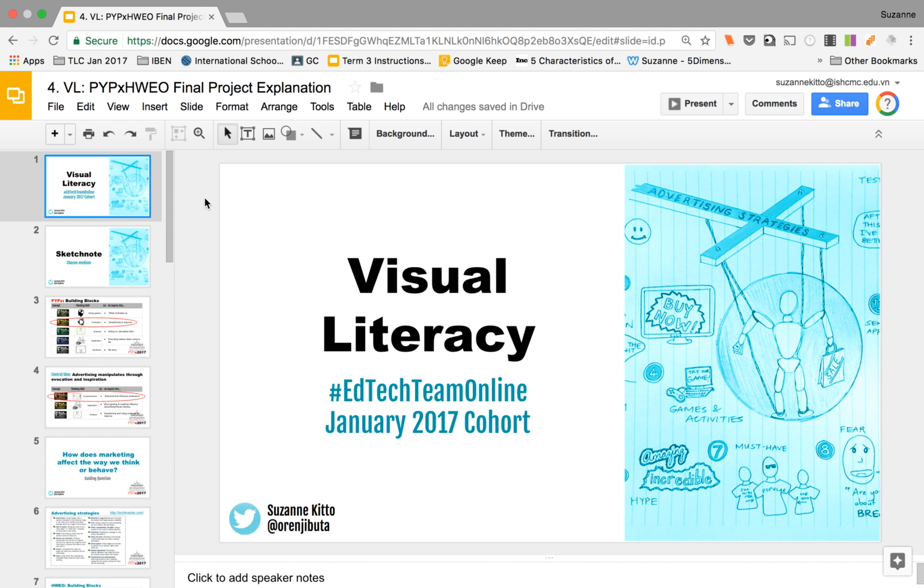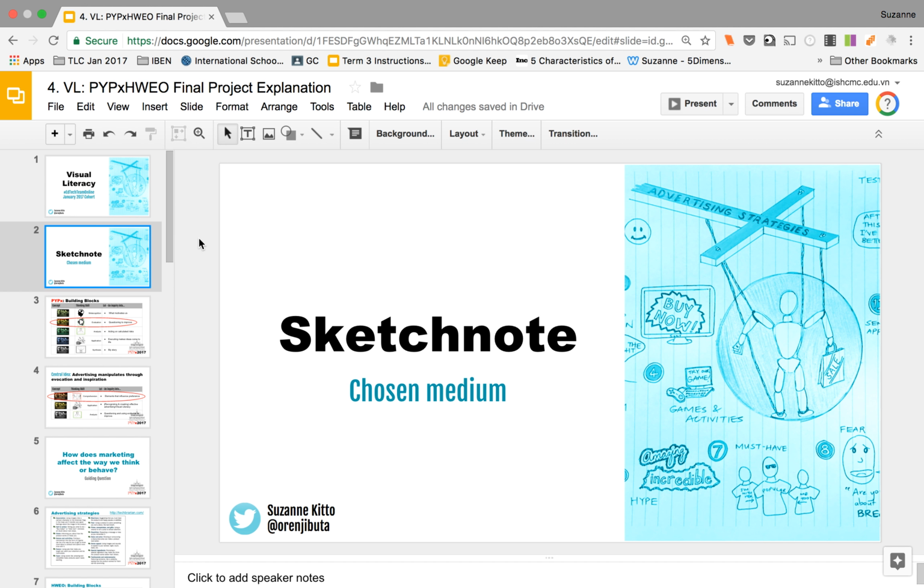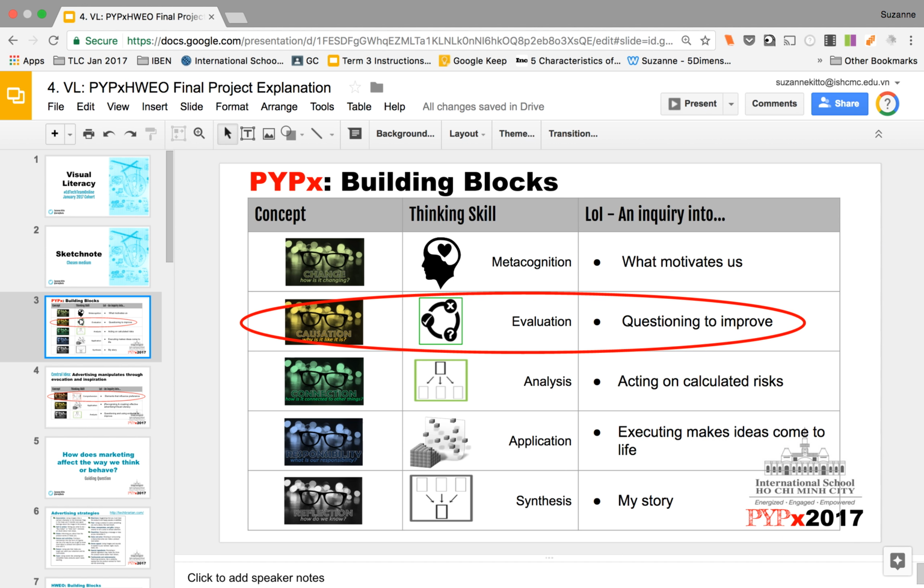So for this visual literacy unit, I have chosen the medium of sketchnote. At the moment, my grade is running two simultaneous units. The first one, and the longest running one, is the PYP exhibition, which is focusing on the students creating their own enterprise and using the entrepreneurial spirit in trying to do so.